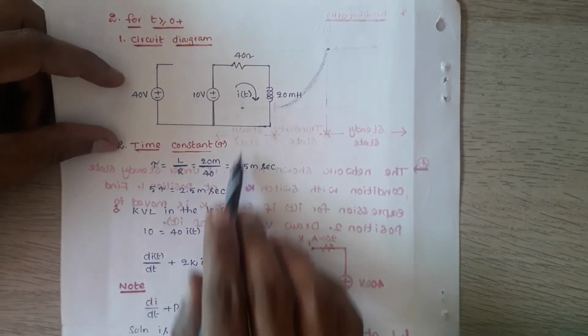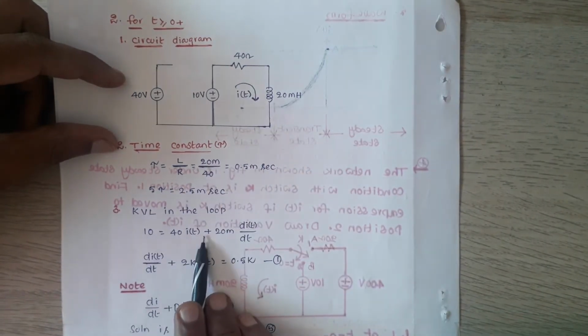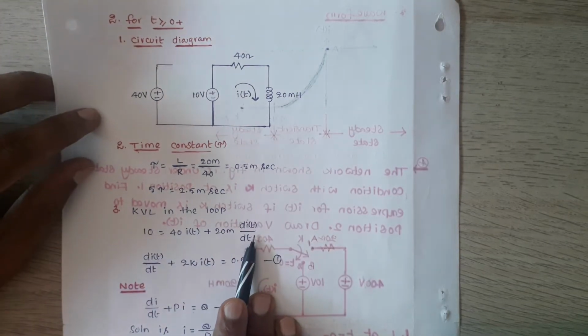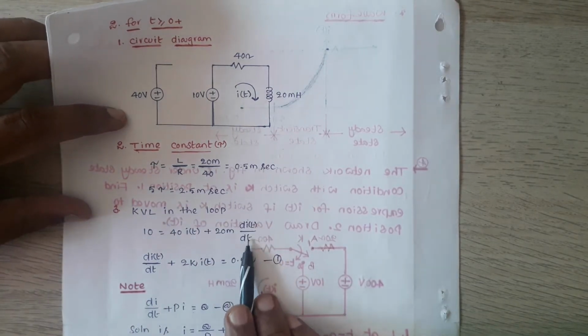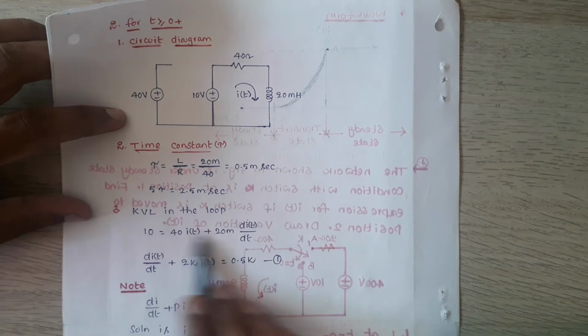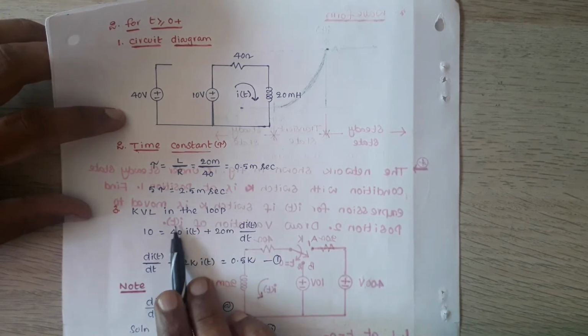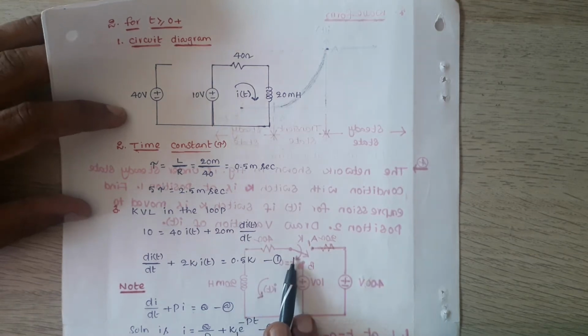Now KVL in the loop. So apply KVL in the loop: 10 equal to 40 I of t plus 20 milli di of t by dt. So get this into the standard form of the differential equation. Make the coefficient of di of t by dt as 1, so divide this entire equation by 20 milli. di of t by dt plus 40 by 20 milli, which is 2 kilo, I of t equal to 10 by 20 milli, which is 0.5 kilo. So take this as equation 1.